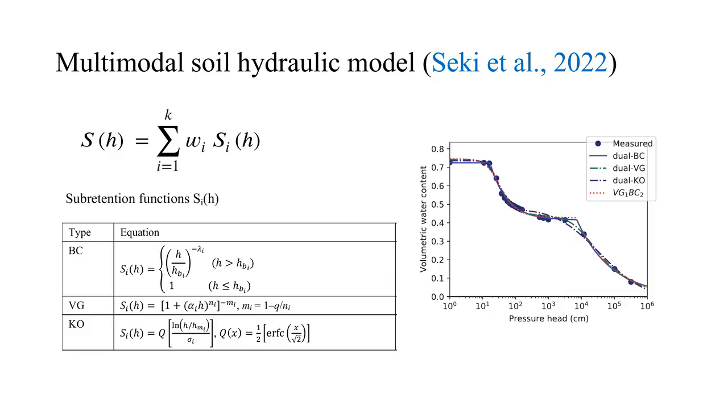The notation VG1 BC2 indicates that the VG model is used for the first subfunction and the BC model for the second. This is the water retention curve of a Japanese Andosol, which is highly aggregated. The bimodality of the pore system is well captured by the first and second subfunctions. All of these models fit the data well, with R-squared values greater than 0.99.